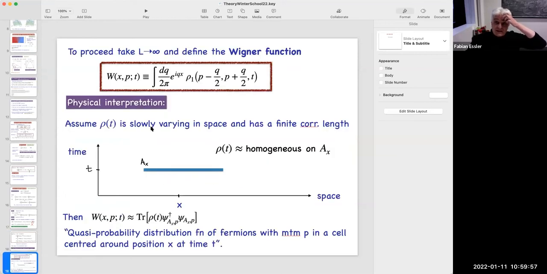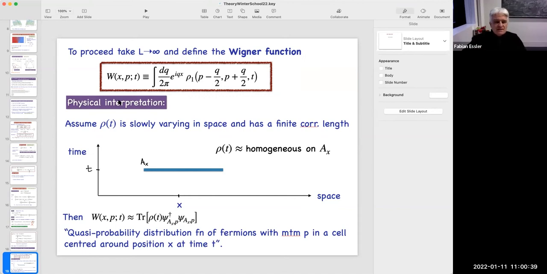Now, in order to proceed, what you do is you first take the infinite volume limit to remove some potential complications, and you define what's called a Wigner function, which is a partial Fourier transform of this reduced density matrix. So this is just a definition. It's a function which has precisely the same physical content, precisely the same information as this single particle Green's function, because it's obtained just by this Fourier transform here.